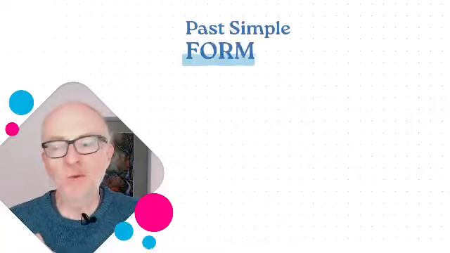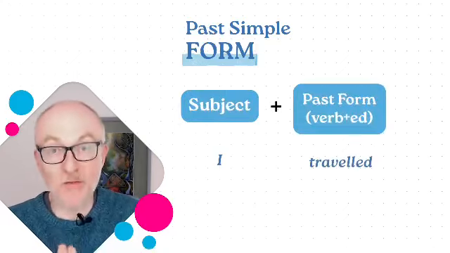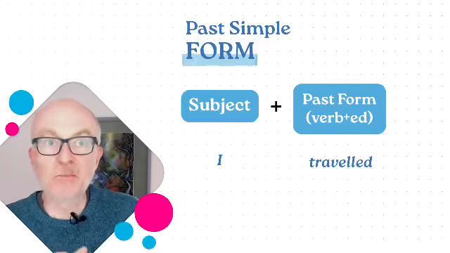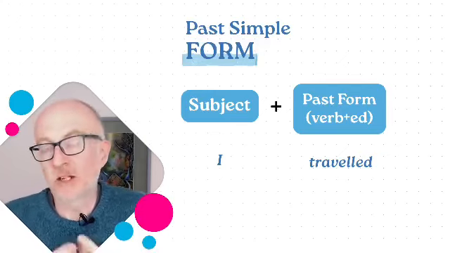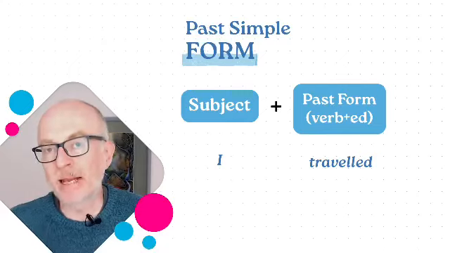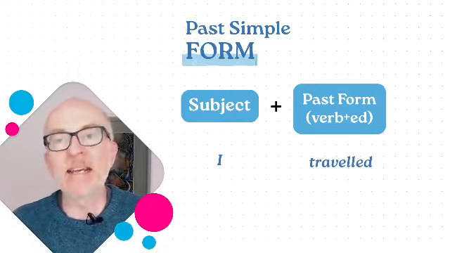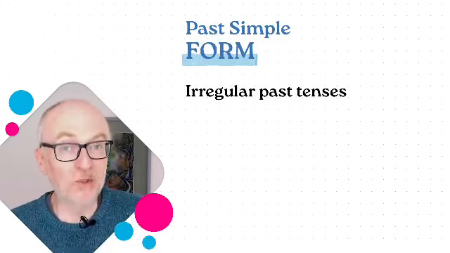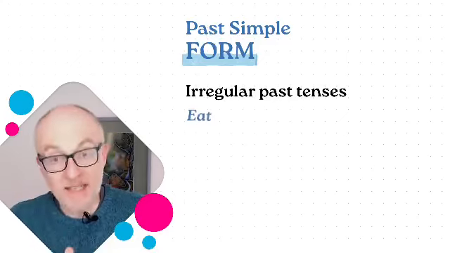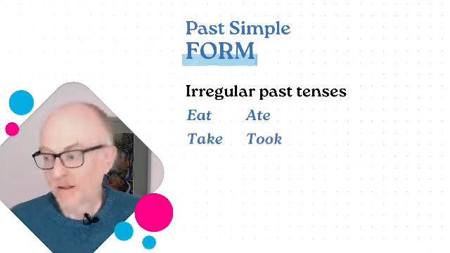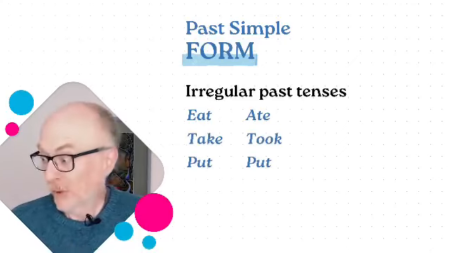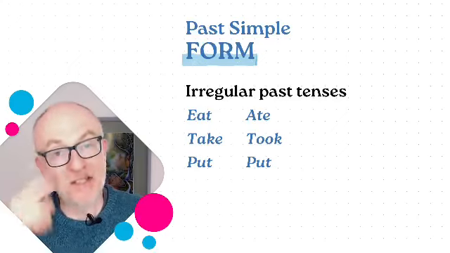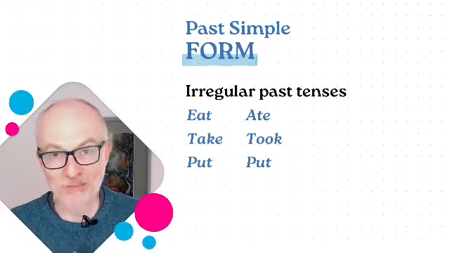The form is simple, the subject plus the past form of the verb. Typically, that's the infinitive plus d or ed. I travel, I travelled. But be careful, there are many irregular verbs. In fact, the most common verbs we use are irregular. Eat, ate, take, took, put, and so on. You need to learn these and memorize these by heart.